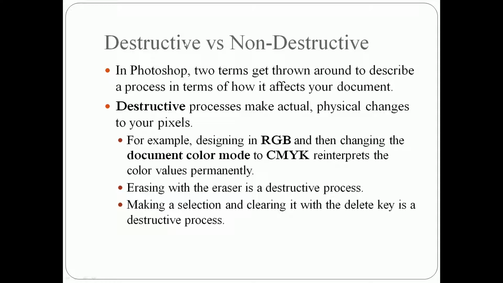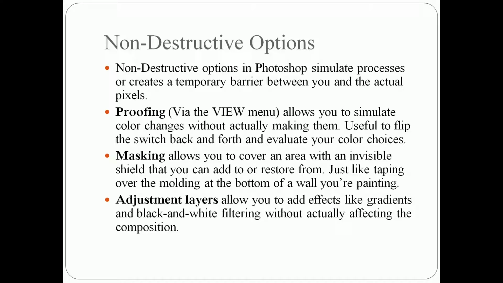Destructive versus non-destructive. In Photoshop, two terms get thrown around to describe a process in terms of how it affects your document. Destructive processes make actual physical changes to your pixels. For example, designing in RGB and then changing the document color mode to CMYK reinterprets the color values, and it's permanent. Erasing with the eraser is a destructive process. Making a selection and clearing it with the delete key is a destructive process. Those pixels are gone.